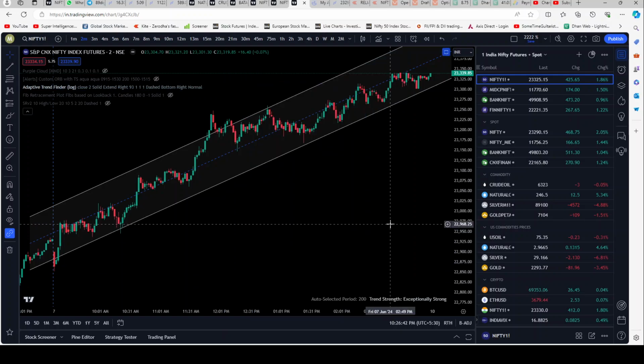Now intraday, it's very simple. First of all, the usage of Adaptive Trend Finder can be from 1 minute to 1 month. Depends how you want to use it. If you're using it for intraday, it's useful on the 3 minutes, 5 minutes chart. If you want to use it for swing trades, again I would suggest it's useful. Let's discuss how it can be used.